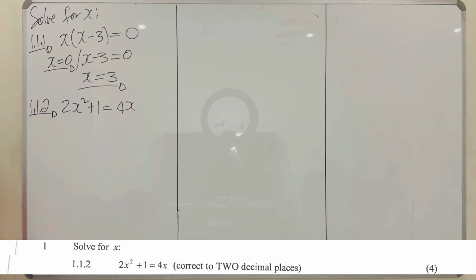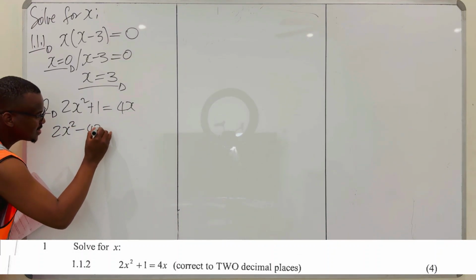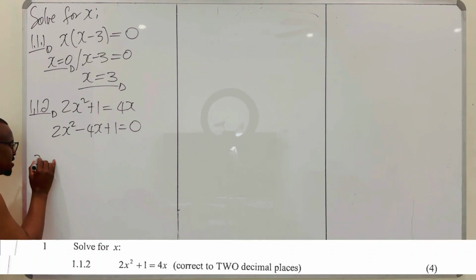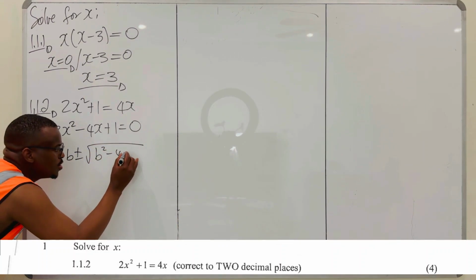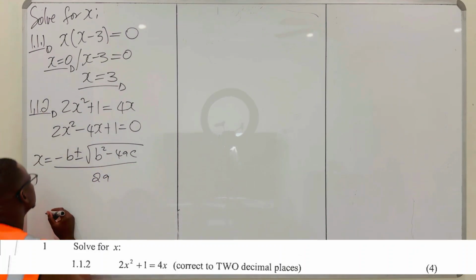So the most efficient, or safest, way to solve this would be to apply the quadratic formula. You must first write it in standard form. So let's take this to the left hand side. If you do that, we have 2x squared minus 4x plus 1 is equal to 0. Once it is in standard form, you apply the quadratic formula. You know your quadratic formula says x equals negative b plus or minus the square root of b squared minus 4ac, all over 2a.